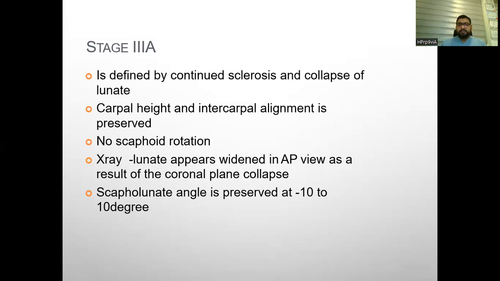Stage 3A is defined by continued sclerosis and collapse of the lunate, but there is no rotation of the scaphoid. Carpal height and intercarpal alignment are preserved, with no scaphoid rotation. On X-ray, the lunate appears whitened in the AP view as a result of the coronal plane collapse. The scapholunate angle is preserved at -10 to 10 degrees.